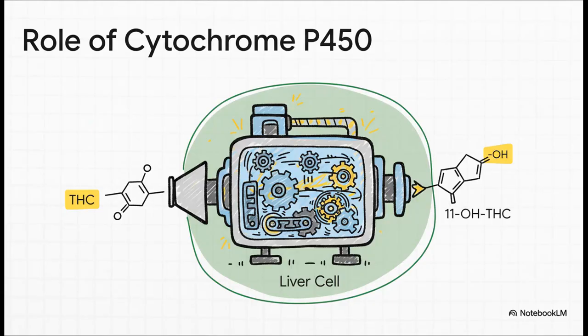So if you remember one thing about phase I, it's this. Cytochrome P450 is the star of the show. It's the primary engine. Tucked away in the liver, this family of enzymes performs that critical first chemical reaction on THC, oxidation. It's the one that adds that all-important hydroxyl handle, which sets the stage for the entire phase II cleanup crew to come in and do their job.